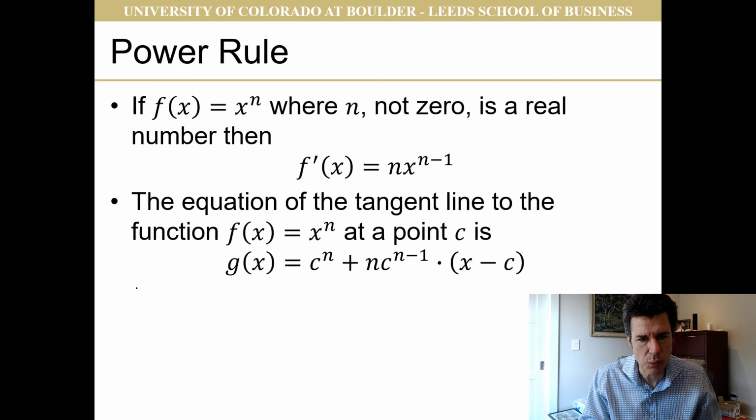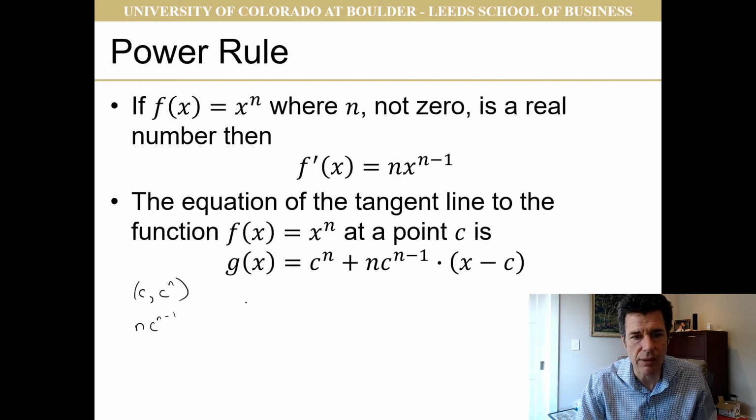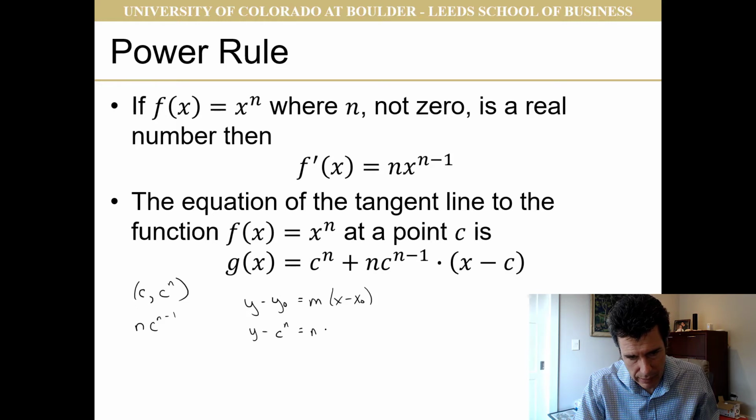So if we want the equation of a tangent line, what do we need? We need a point. Well, the point is c comma c to the n. That's our point on the line. And we need the slope. Well, the slope is the derivative, which is n c to the n minus 1. And the point slope version of a line is y minus y0 equals m, the slope, times x minus x0, which is simply y minus c to the n equals n c to the n minus 1 times x minus c. And just rearranging, y equals c to the n plus n c to the n minus 1 times x minus c. I tend not to remember these sorts of formulas.